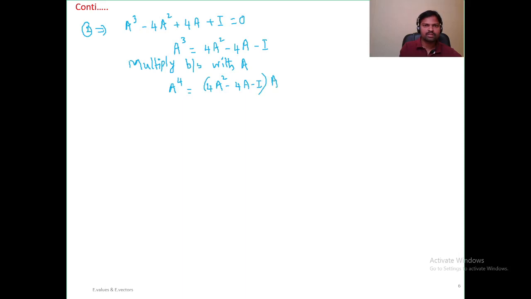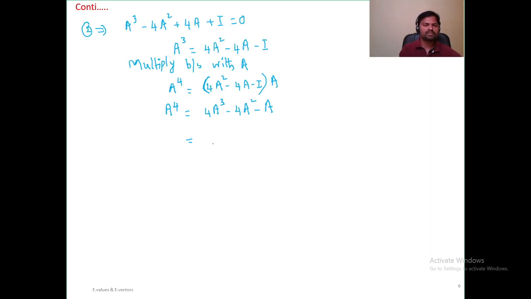Multiplying both sides with the matrix A. Okay. Then what will we get? A power 4 is equal to 4A cube minus 4A square minus identity into A, which is A only. Now substitute back here. What is A cube? Already we computed just now. If it is not there, you have to compute what is A cube, compulsory manual computation. And A square you have to compute, A is already given, and simplify, you will get A power 4.